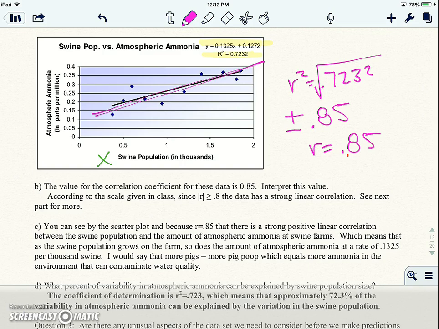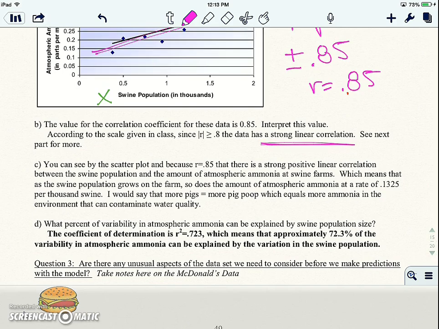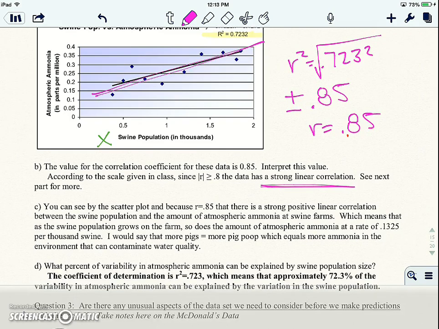Okay? And then according to the scale given in class, which I will give you in class, since the absolute value of R is greater than 0.8, we're going to say it has a strong linear correlation. You can see by the scatter plot, and because R is 0.85, notice that I also mentioned the scatter plot, that there's a strong positive linear correlation between swine population and the amount of atmospheric ammonia at swine farms.